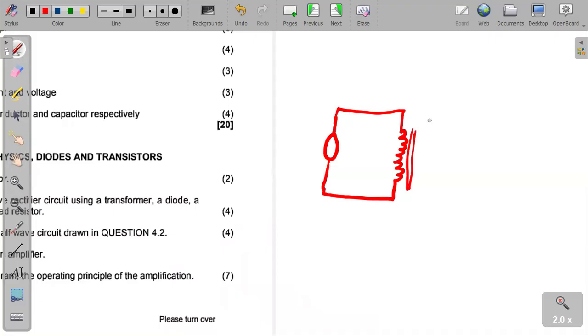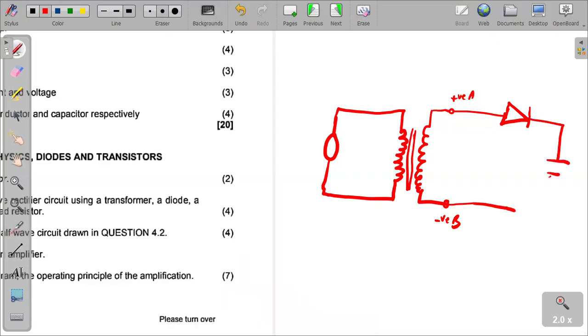Then we have the secondary side of the transformer. We indicate the secondary side of the transformer. We indicate this point as positive, A here. We label it as A. Then we indicate the diode. Right, that marks our diode. Remember we have one diode. I indicate again the other point. That's negative, B there. That's another point. And then we have our capacitor. It's connected in parallel.